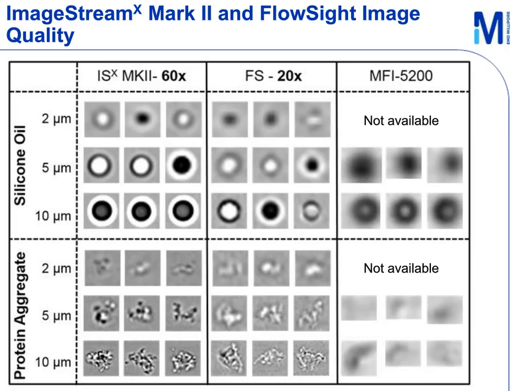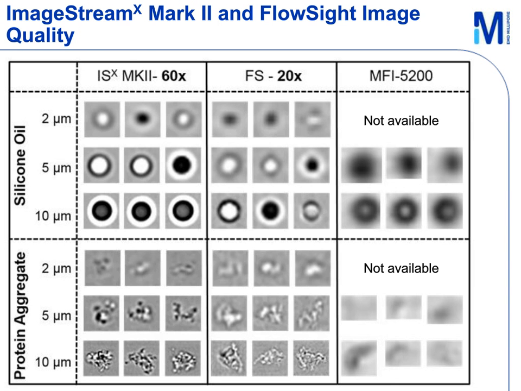The FlowSight imagery is lower resolution compared to the ImageStream data, and it is somewhat more difficult to determine the identity of 2 micron particles. However, the identity of 5 micron particles remains clear. The image quality of the ImageStream and FlowSight data is clearly better compared to the MFI-5200, which is no surprise since this is a low magnification system. In the MFI experiment, imagery was only exported for particles 5 micron and up. Therefore, representative imagery for 2 micron particles was not available in this experiment.